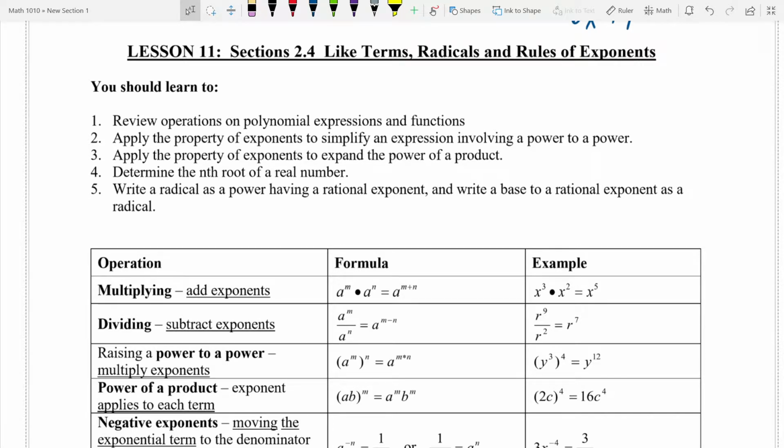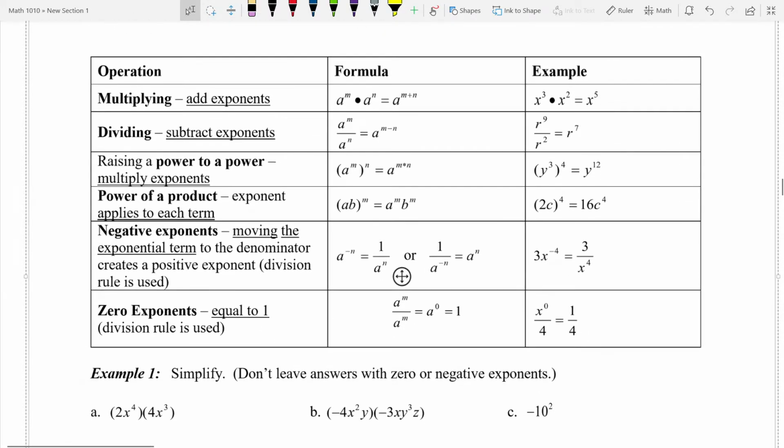Okay, so we're going to simplify expressions today. Lots of different kinds of expressions. So these things right here, you guys, are just a whole bunch of rules. You probably already know them and remember them.